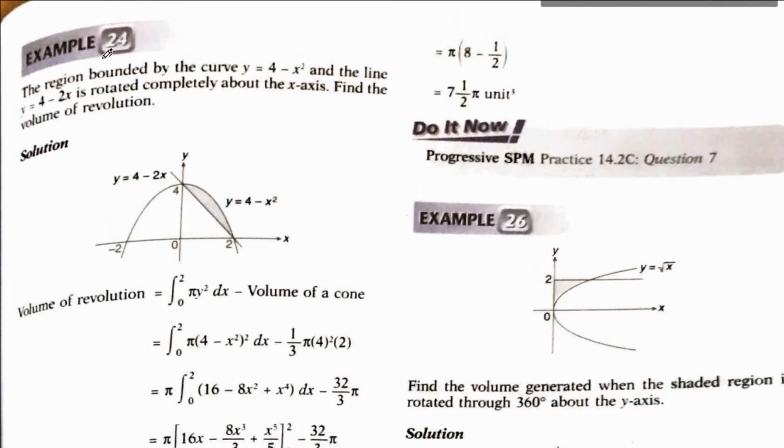Example 24. The region bounded by the curve y equals 4 minus x squared and the line y equals 4 minus 2x is rotated completely about the x-axis. Find the volume of revolution. Let's focus on the curve here. When I rotate this area 360 degrees about the x-axis, I will have a solid that looks like this.